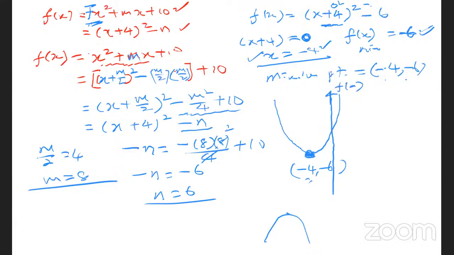Okay, and then what is this? What is this? You have to show this. This is 1 mark. What is that one? The one when x equals 0. So when x equals 0, f(0) equals 0 plus 4 squared minus 6. 16 minus 6 is 10. So this is 10. All right, you understand that? This is the y-intercept, always put x equals 0.